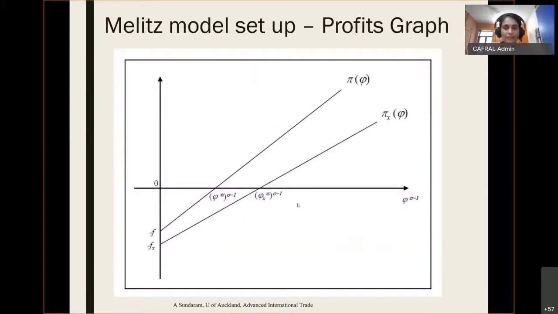So on the graph here, we had the earlier domestic situation. Now we have the situation where we also have the export profits pi X. Okay? And here you can see that at zero, this is the exporting fixed cost. So negative F of X is the exporting fixed cost. More productivity means that your profit from exporting rises, and where it hits that line gives the second threshold.